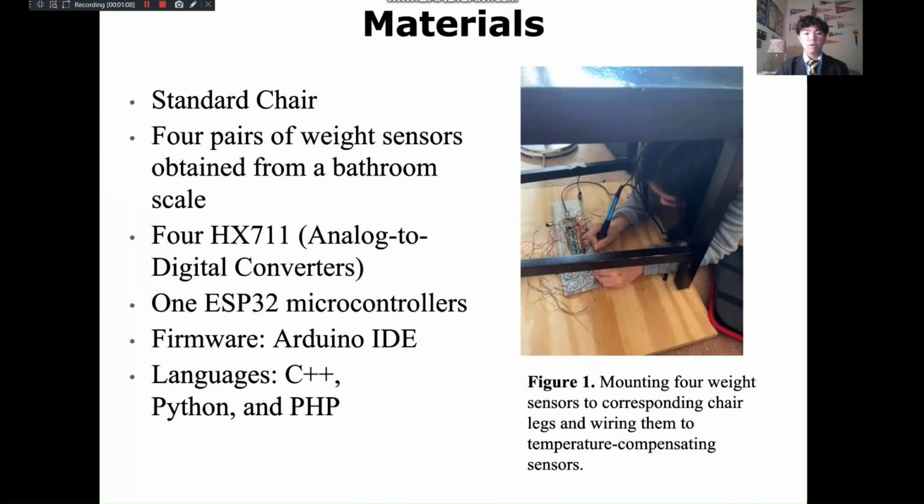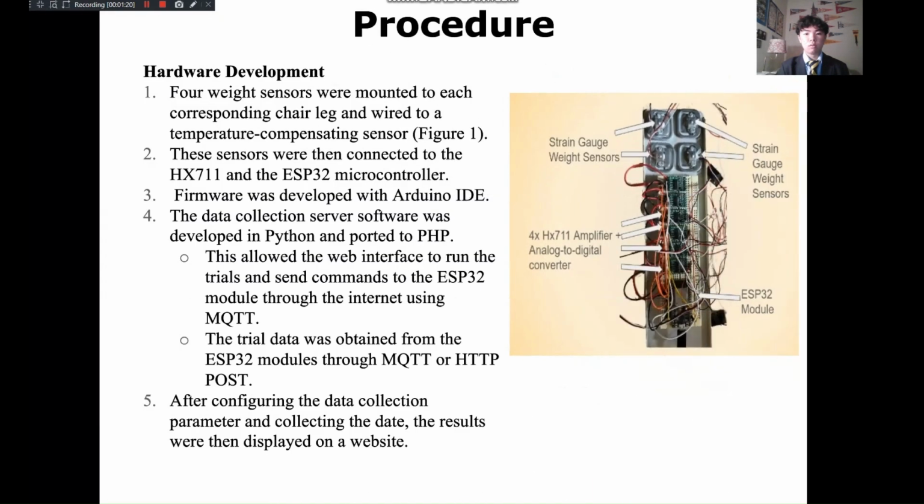For the materials, we used a standard chair, 4 pairs of weight sensors, 4 HX711s, an ESP32 microcontroller, and various different coding languages. For our procedure, we mounted each weight sensor to a corresponding leg and connected the weight sensors to the HX711 and then to the microcontroller. The microcontroller then sends that information to our server, which can display the data on our website that we created.